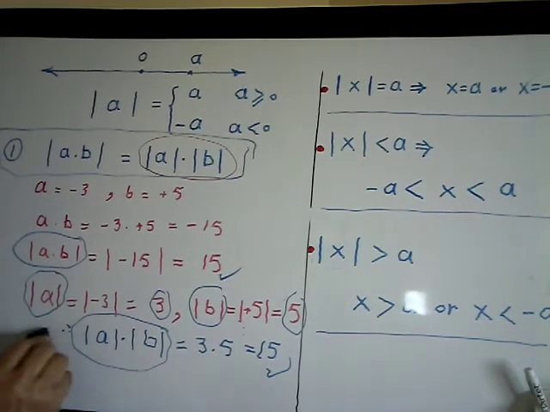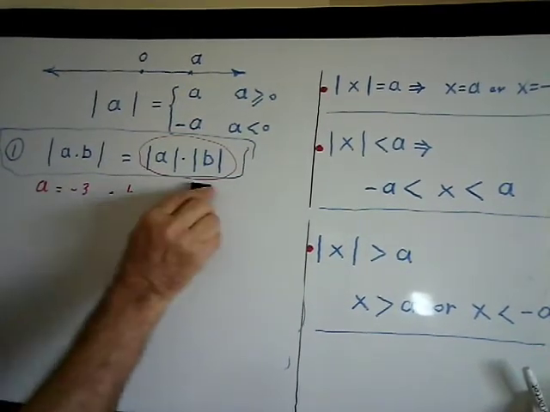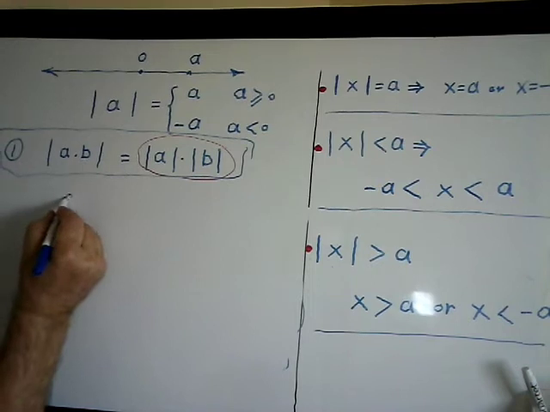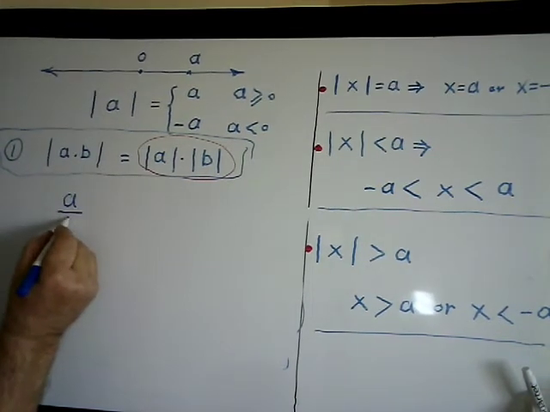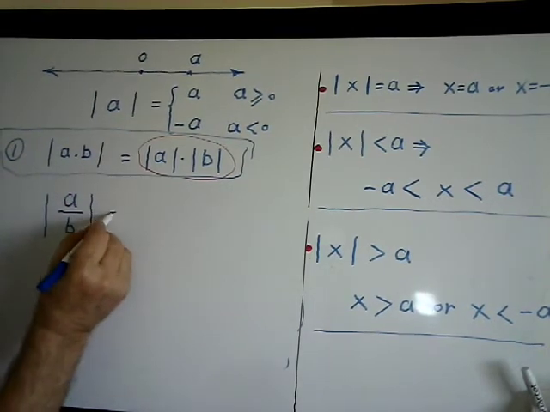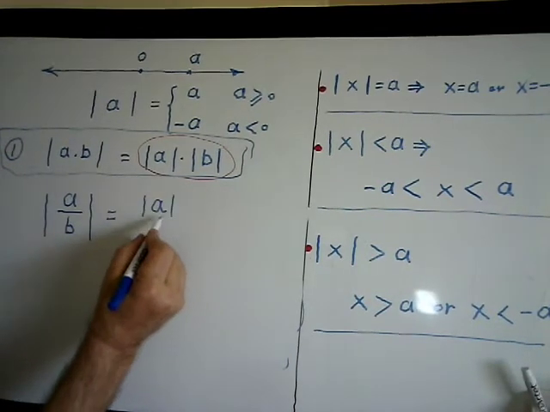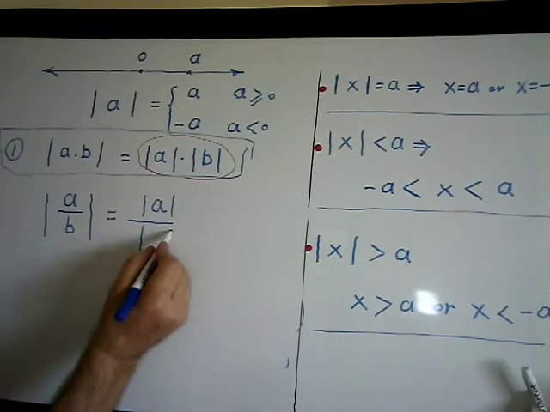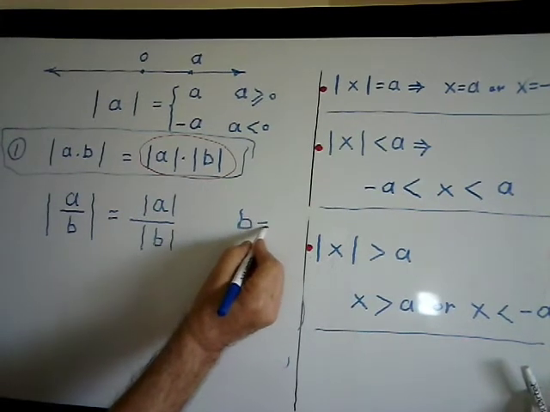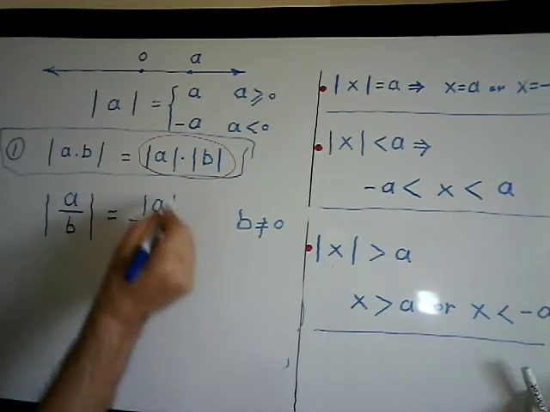Now let us see the other rule, which is about division. When we divide A over B and get the absolute value, it will be the same as we divide the absolute value of A by the absolute value of B, under the condition B is not 0, because when B is 0, the denominator is 0, this is undefined.